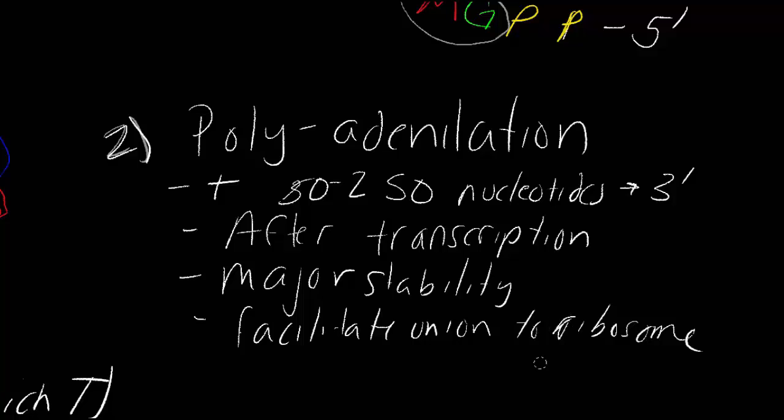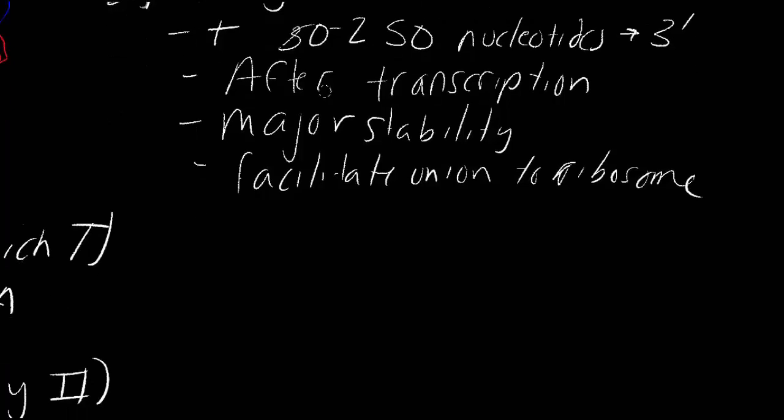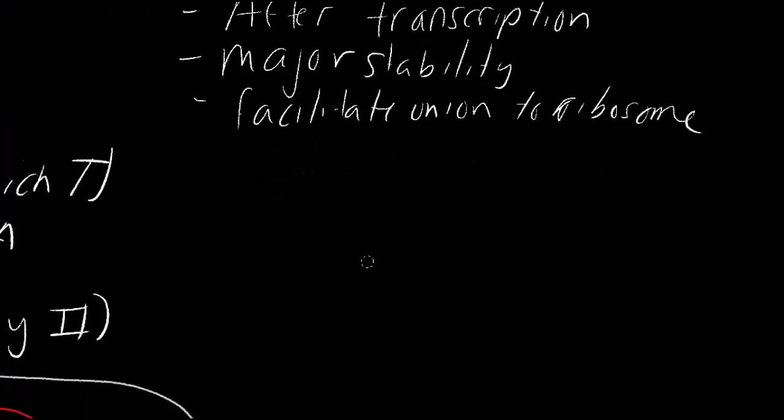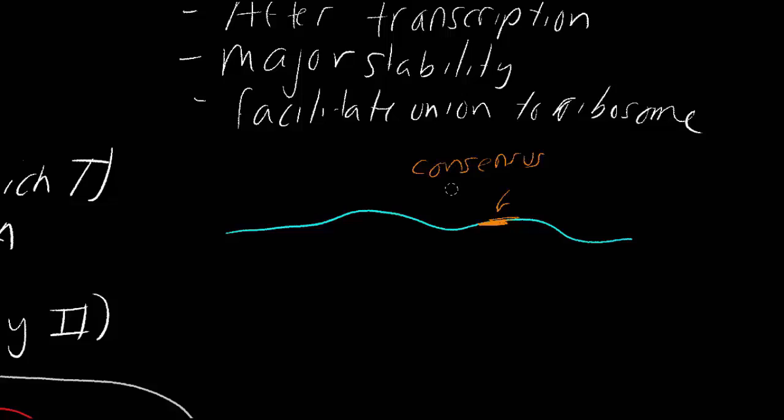It's going to facilitate its union to the ribosome. And practically the only thing that goes is that now that we have this pre-mRNA, let's say we're going to put our pre-mRNA, which is right here. So our pre-mRNA is right there. And what's going to happen is that there's going to be a certain sequence known as a consensus sequence. Let's put that right here. So this area right here is going to be known as a consensus sequence.